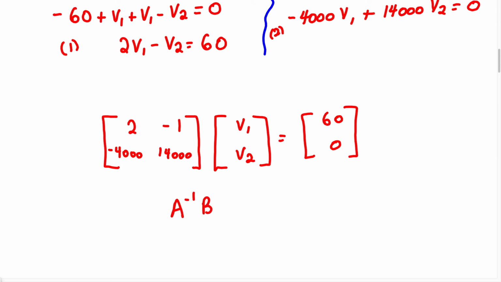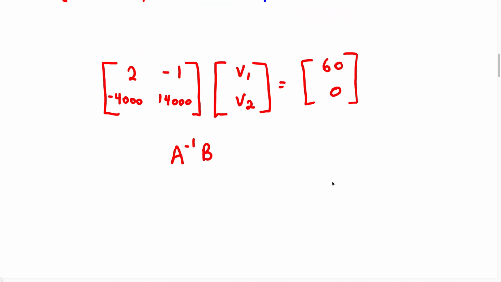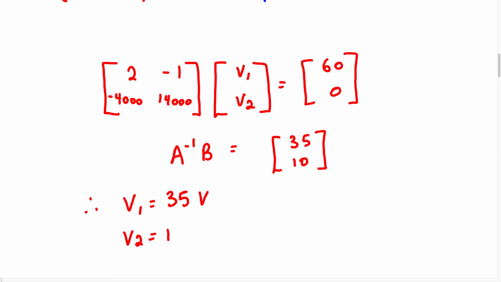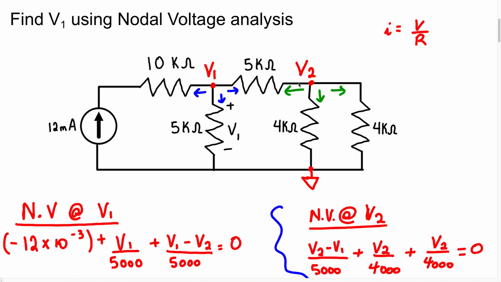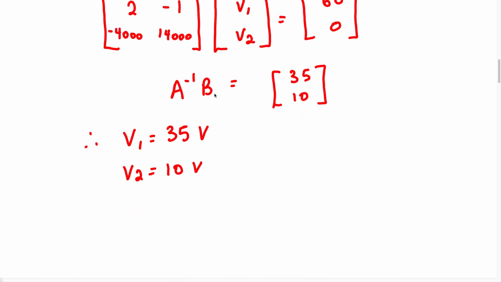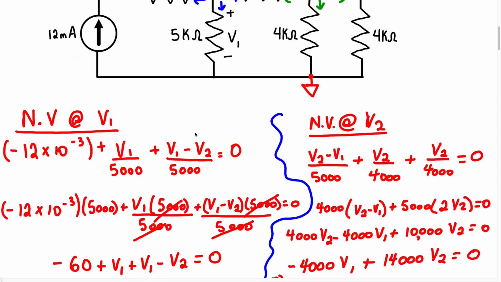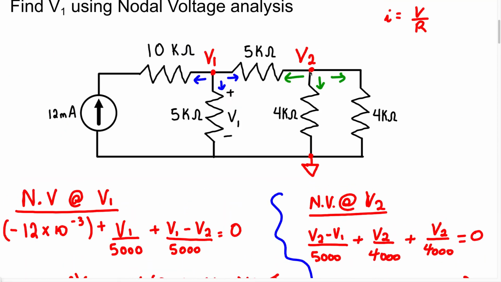So when I put this in my calculator now, that's going to give us 35 and 10. Therefore, we know V1 equals 35 volts and V2 equals 10 volts. Now, what does the question want us to find? So we know the voltage at each one of these nodes. We know V1 is 35 volts and the voltage at node 2 is going to be 10 volts.